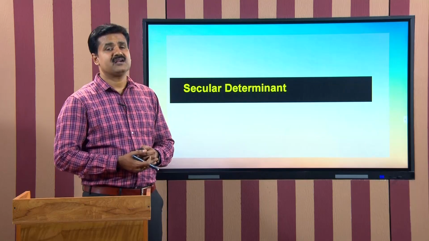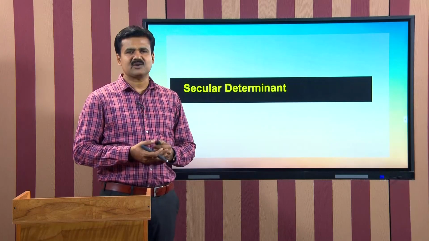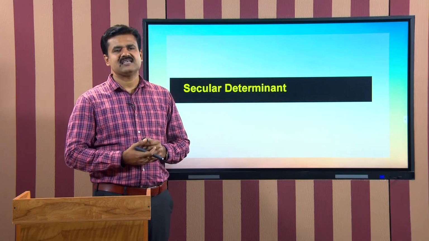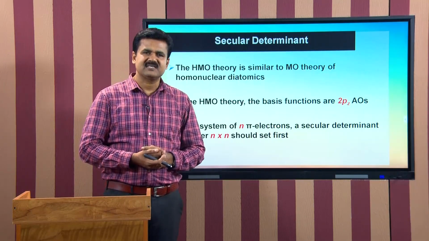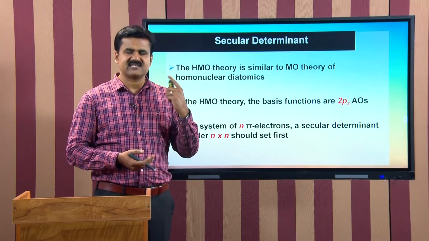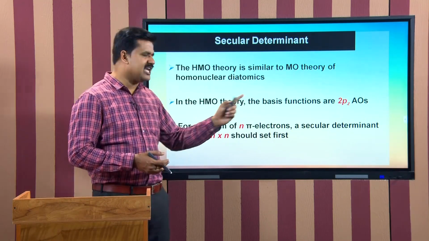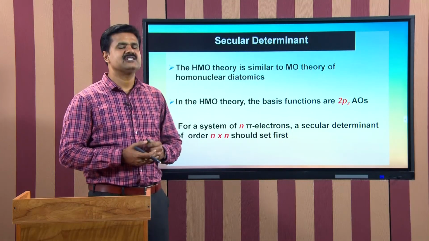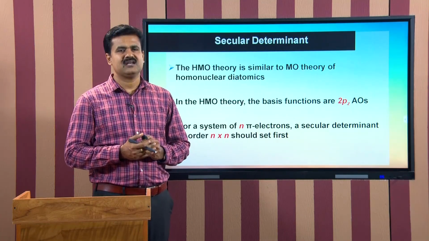Now, the secular determinant. In the Huckel theory for conjugated pi electron systems, setting up of a secular determinant is of principal importance, and that is the first stage of the application of Huckel theory to conjugated pi electron systems. The HMO theory is similar to molecular orbital theory of homonuclear diatomics. In the HMO theory, the basis functions are the 2pz atomic orbitals situated on carbon atoms of the molecule. For a system of n pi electrons, a secular determinant of the order n by n should be set up first. That is the principal requirement of the Huckel molecular orbital theory.